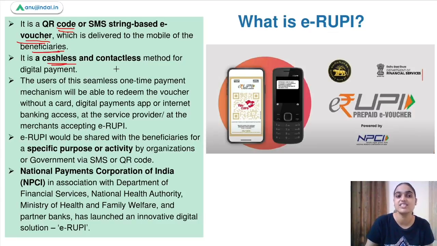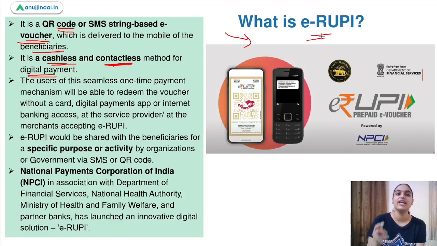It is a cashless and a contactless method for your digital payments. So if you want to avail a certain service, you don't need to pay cash if you have this voucher. You can avail the service by showing this voucher at the service provider's place. So what is this e-RUPI? It's a kind of e-voucher. For example, you might have gone to a store like Lifestyle and you might have been issued some coupons over there. Those coupons can later on be redeemed at Lifestyle to avail some offers on the goods which you purchase.